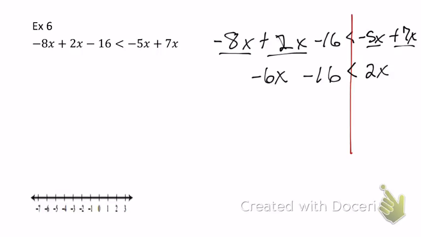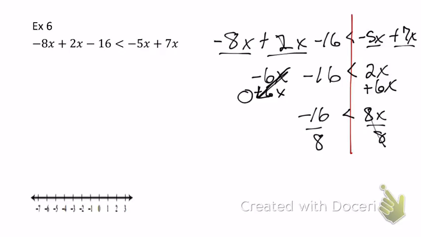And just like on previous equations where if we had a number we wanted to move to the other side of the equal sign, we would add or subtract it. So I'm going to add 6x to this side and add 6x to this side. Negative 6x plus 6x is going to be 0 x's left on this side, so only leaving the negative 16. On the right-hand side, we have 2x plus 6x leaves us with 8 x's. Now, we just isolate the x, so we're going to divide by 8 on either side of the inequality, and we're left with x is greater than negative 2.